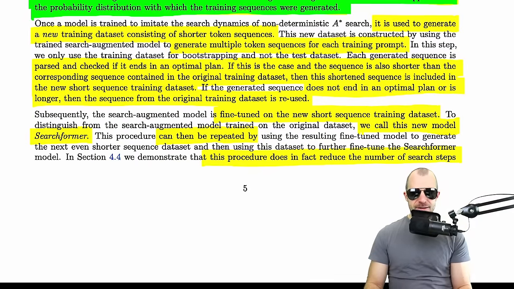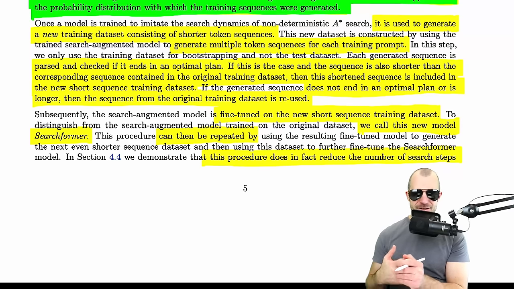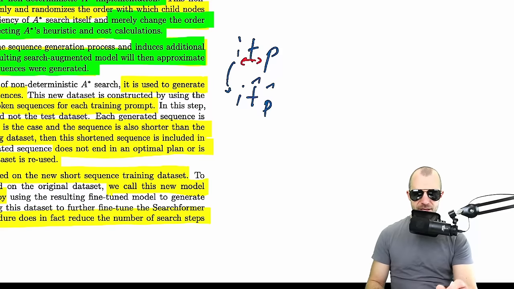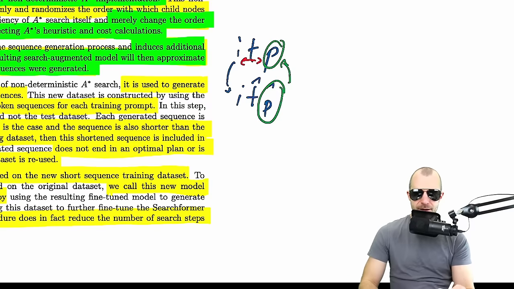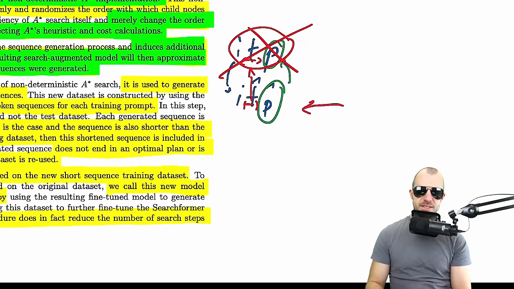Once they have that, they use that model to generate execution traces and plans. So imagine this, you have the original data set, you have input, trace, plan, right? And that trace has a certain length. Now, they're going to take the same input, generate a trace and a plan. They check if the plan is optimal, right? They can do that by comparing it to the cost of the A-star plan. If it has the same cost, it is optimal because A-star is guaranteed to find an optimal plan. And if the trace is shorter than the one up here, they replace it. They replace this training sample with this training sample in the training set.